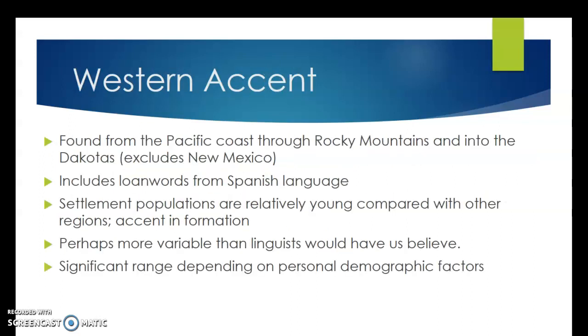Okay, the Western accent covers a large area of the Western U.S. from the Canadian border to the Mexican border, through the Rocky Mountains and to the Pacific. It's such a broad area with so many different cultural groups that it is likely more variable than linguists would have us believe. This accent tends to include Spanish loanwords more than any other accents, but that too depends on the specific area. It's a very young accent region compared to the rest of the U.S., and so we could see more changes in it in the years to come.